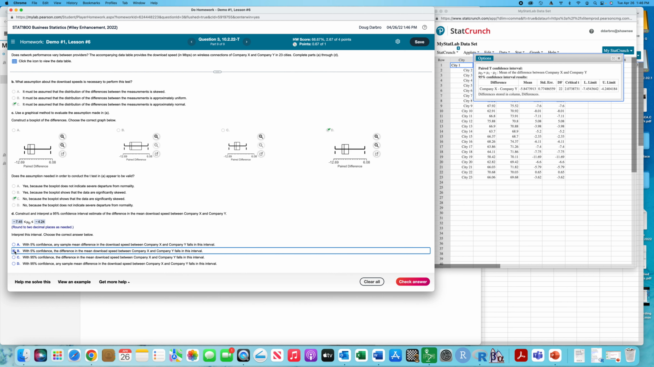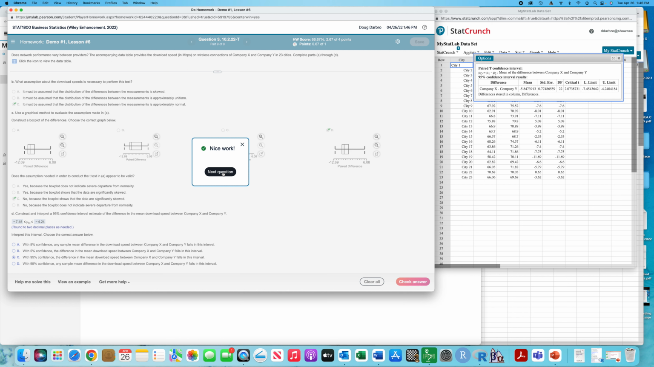So I am going to go B. B and C are actually very close to the difference in mean download speed. Oh, shoot, should be 95. I know stats, I just can't see. All right, that's it. Take care.